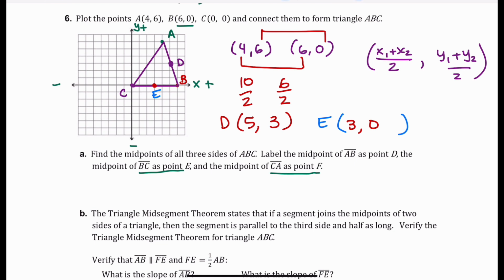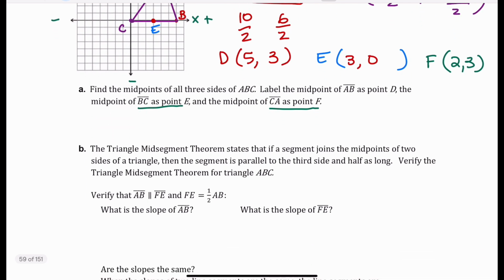So we have (0, 0) and (4, 6). 4 plus 0 is 4, and then you divide it by 2, you get 2. And then 6 plus 0 is 6, divided by 2, you get 3. So we're going to start at (0, 0), go over 2, up 3. Yeah, I was quite a bit off when I drew that line, but we'll make it work. Okay, so that is going to be point F.